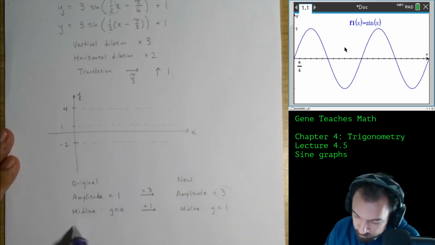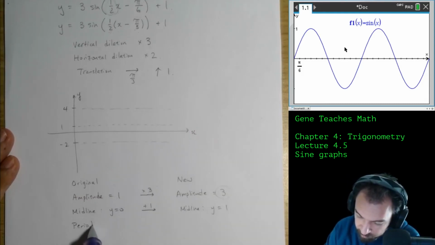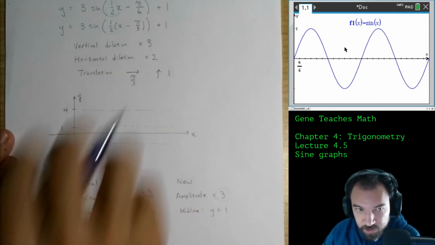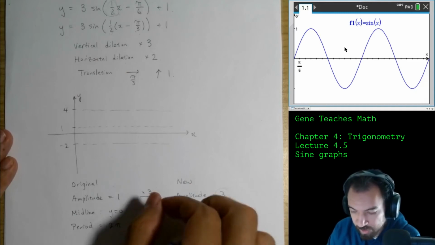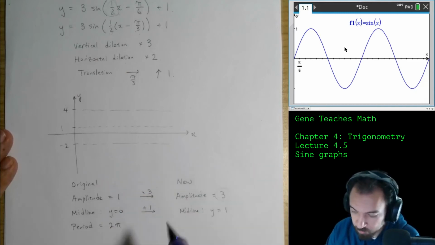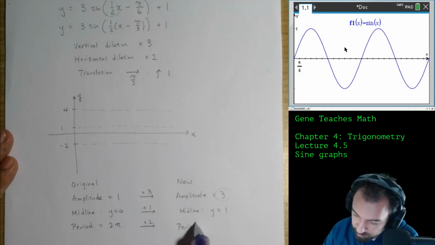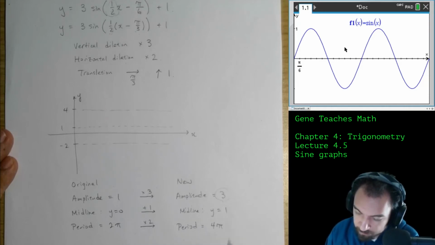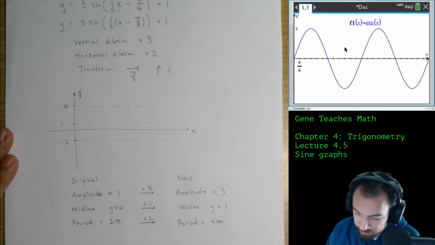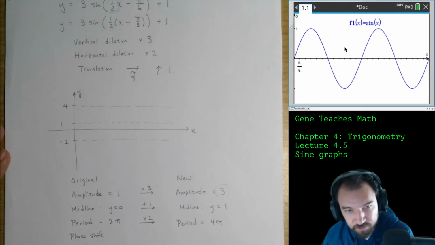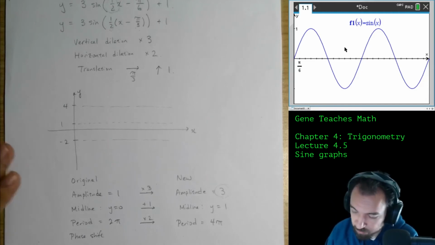Now, originally I had a period of 2 pi radians. But if I do a horizontal dilation, then that's going to stretch my period out 2 times. So if I multiply my period by 2, my new period is 4 pi. And then finally, there's this thing called a phase shift. The phase shift is really the horizontal shift in the context of sine and cosine functions. There's a reason for this. Don't worry about it for now.